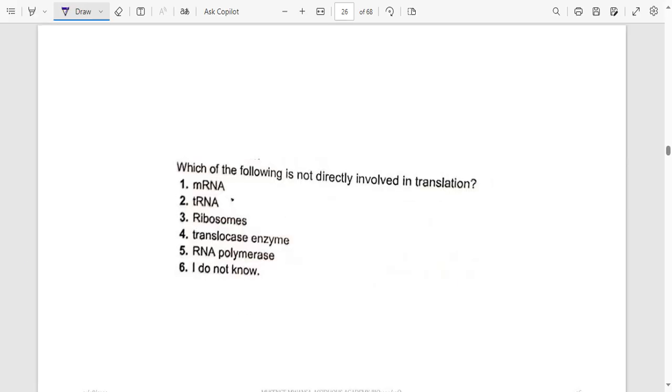Which of the following is not directly involved in translation? mRNA. Is that true? tRNA, ribosomes, translocase enzyme, RNA polymerase. Okay, so this is the answer.